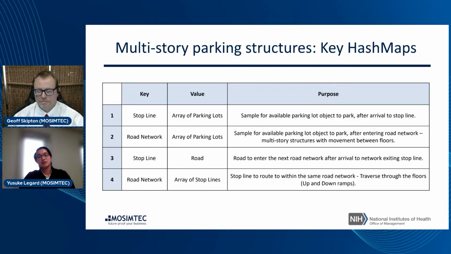This is used when a vehicle arrives at a stop line and is about to exit its current road network. The hash map is used to understand which road to enter for the next road network. And the final hash map has a road network as its key and an array of stop lines as its value. The stop lines are used to route within the same road network, and this hash map allows vehicles to route to the correct stop line in order to move up and down floors within MLP12.